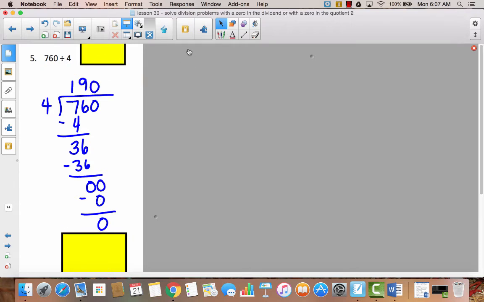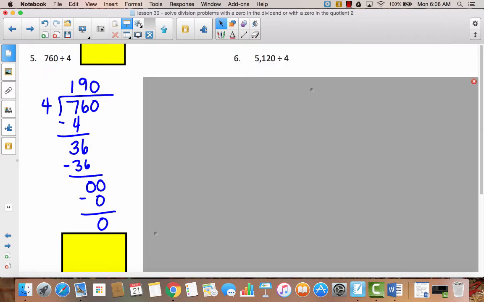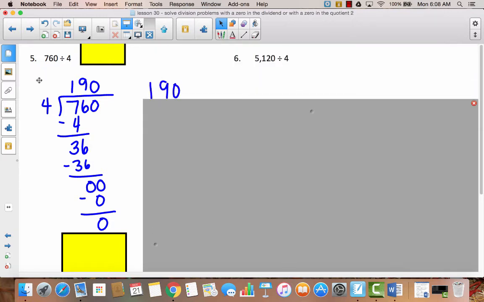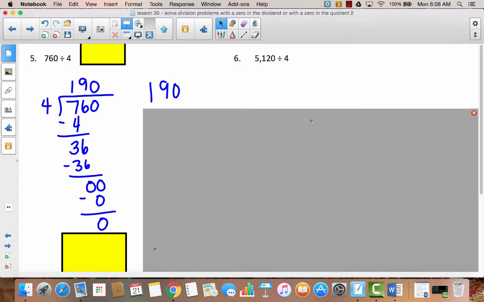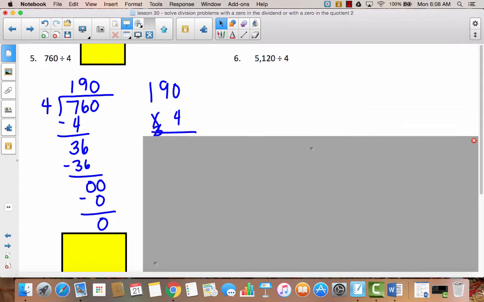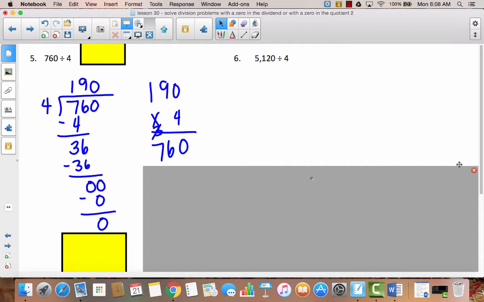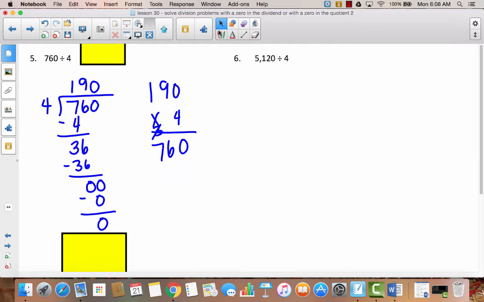And then I was ready to check my answer. So I took my quotient of 190. I was dividing by 4, so I multiplied times 4, and that gave me an answer of 760. All right, let's try number 6. Again, I want you to divide as much of this problem as you can by yourself. If you get stuck, you can always press play, and I will walk you through the problem.